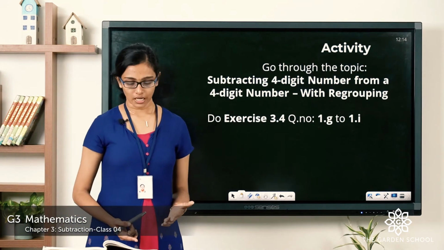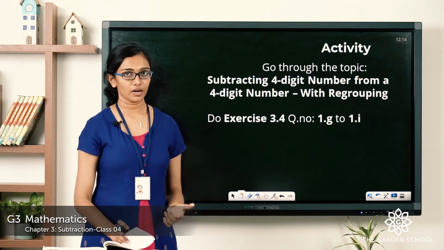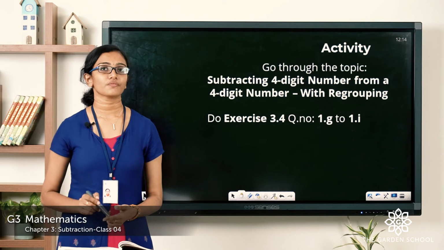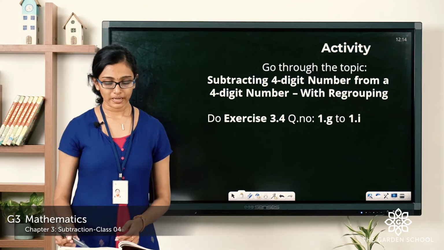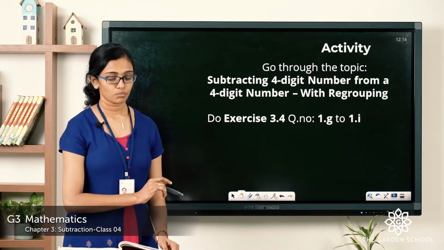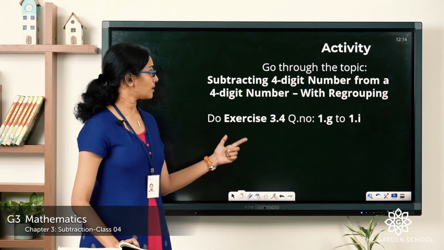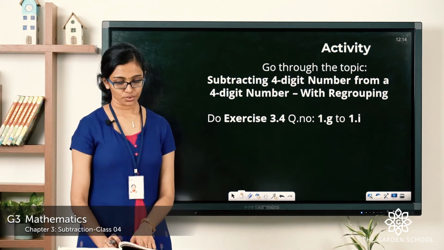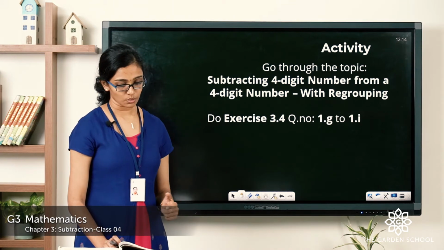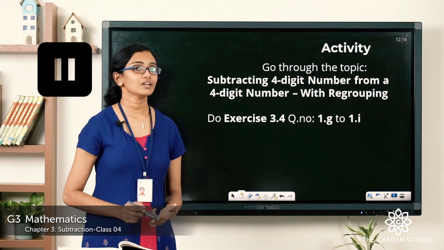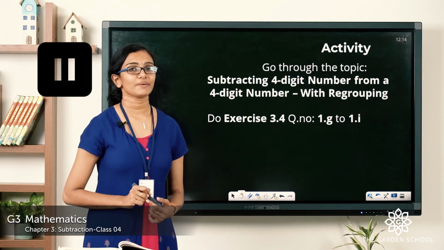You can go through the topic subtracting a 4-digit number from a 4-digit number with regrouping on page number 41 of your textbook. Please go through the topic, then move on to exercise 3.4. You have to do question number 1G to 1I. That is 1G, 1H and 1I. 3 questions are there. You can pause the video, finish the exercise and come back.